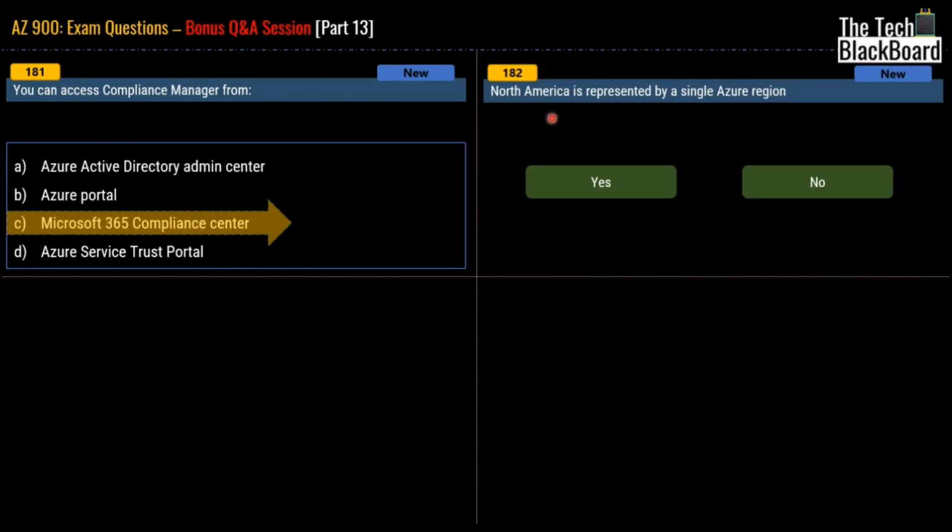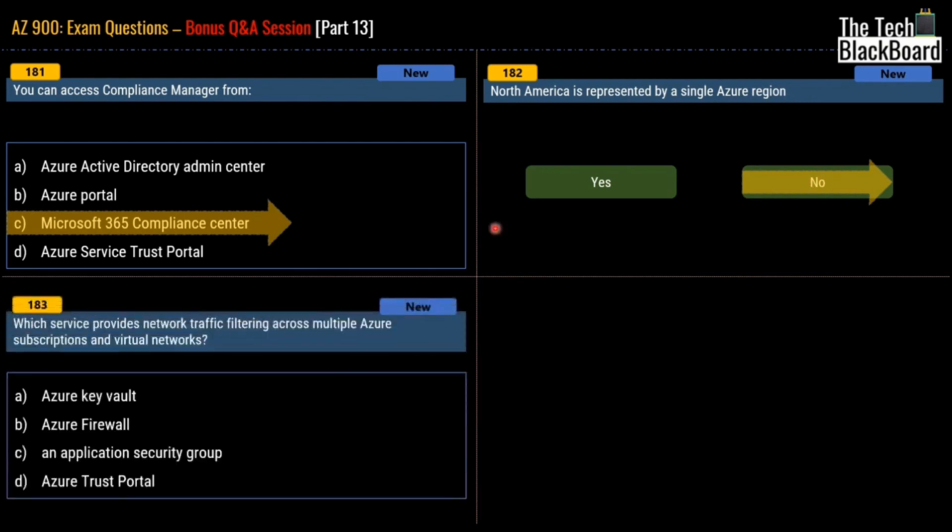Now let's move to question number 182. This question says that North America is represented by a single Azure region. So do you think that North America has only one single Azure region? The correct answer is no. North America has several Azure regions, including West US, Central US, South Central US, East US, and Canada East. So it has multiple Azure regions, and that's why we have selected no.